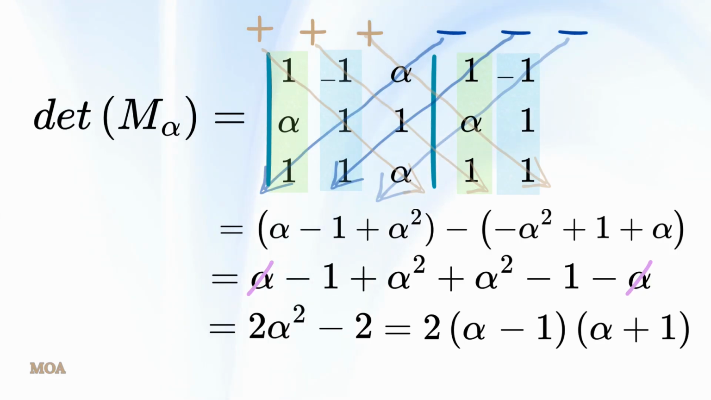Then, after canceling positive alpha with negative alpha and adding the negative ones, we obtain 2 times alpha squared minus 2. Then we factor out 2, and by applying the difference of squares identity, we get 2 times the quantity alpha minus 1 times the quantity alpha plus 1.